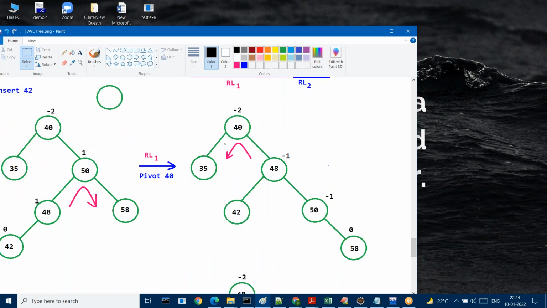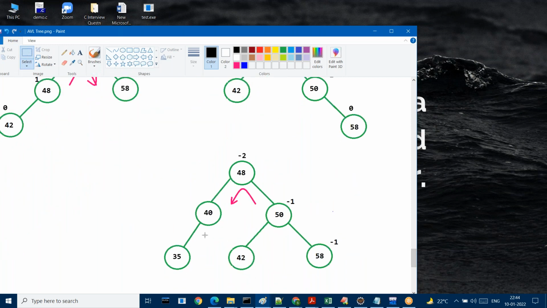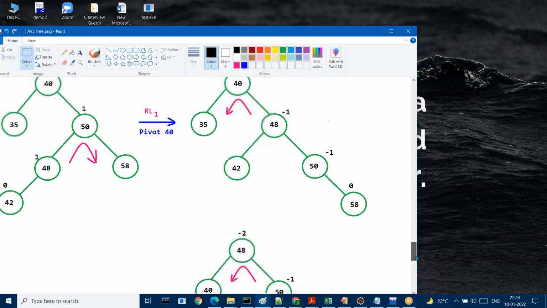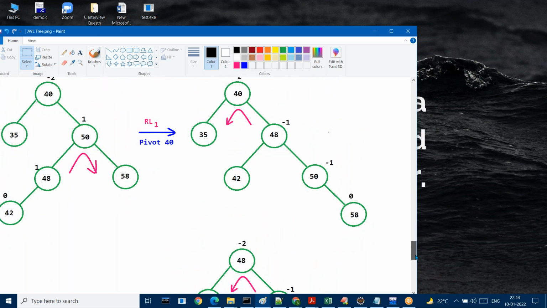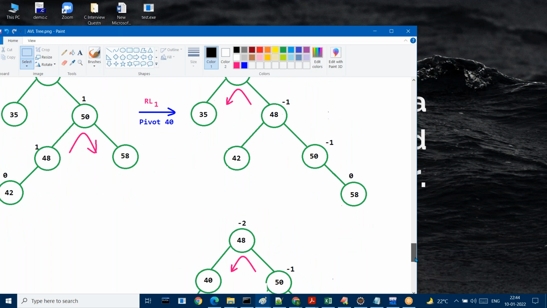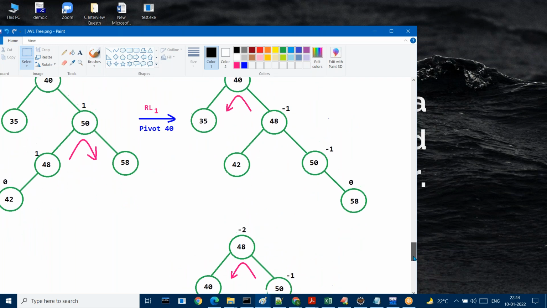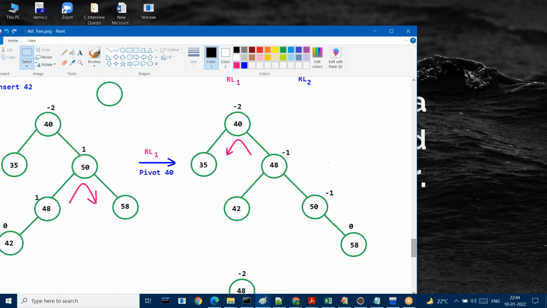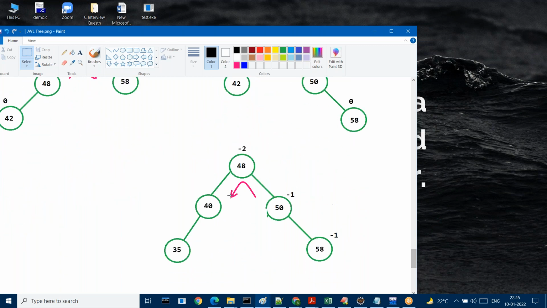48 got position, 40 got position, 35 got position, 50 got position, 58 got position. Who is not getting position yet? Can two nodes simultaneously be the left child? No. So if 40 is the current left child, then 42 will not be there. Then who is creating the problem? 42. Always identify the node that is creating the problem for you. 42. Now where to insert?